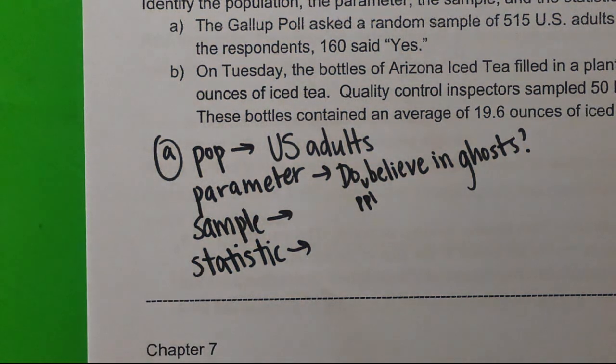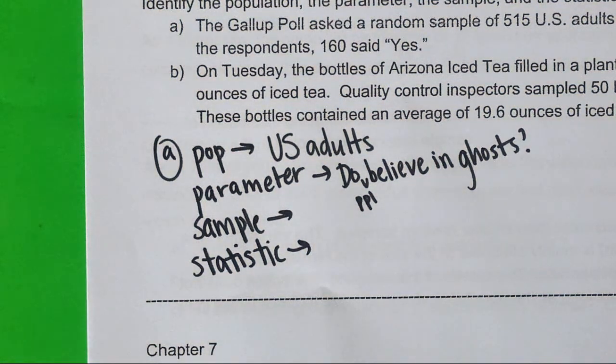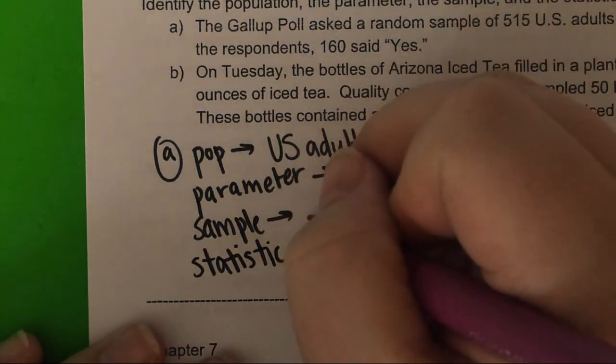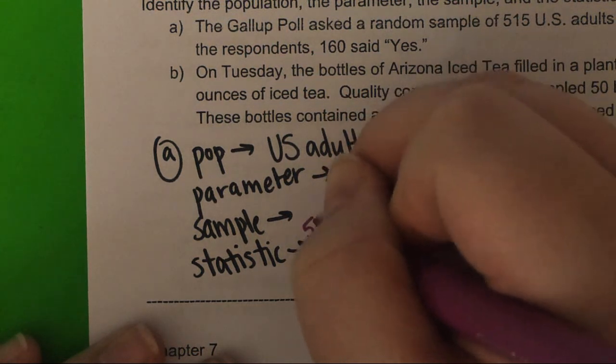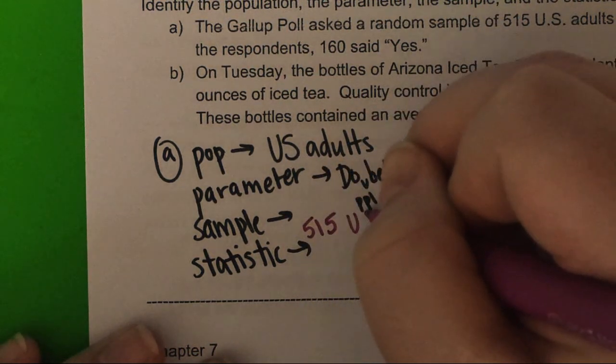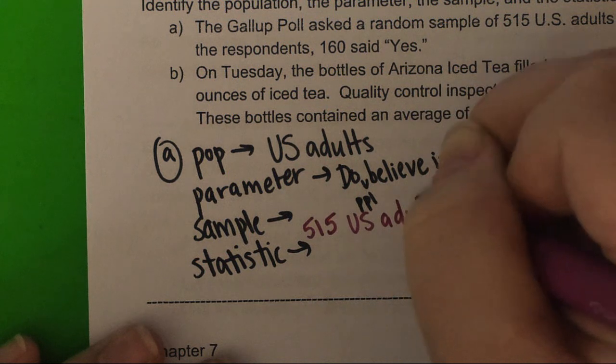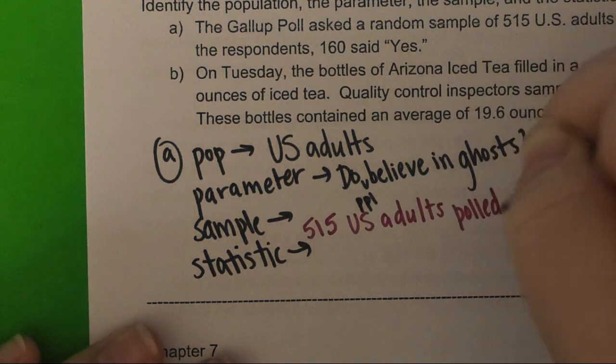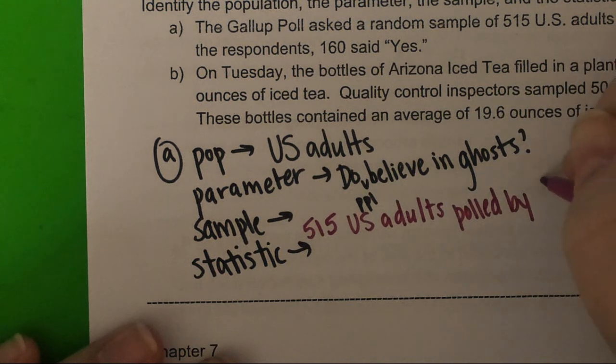Okay, but clearly we couldn't poll everyone, and people would not respond to this question. So instead, the Gallup poll took a sample. What should I put as their sample? Okay, so I'm going to put 515 U.S. adults. And I'm going to be even more specific. Polled by Gallup.